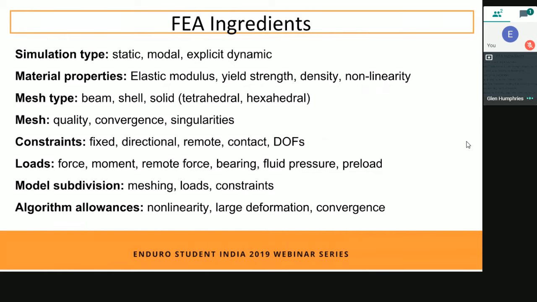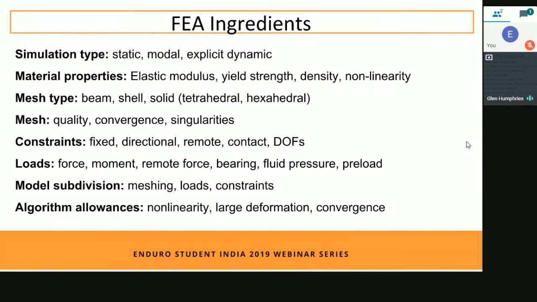Mesh type, obviously you've got our three basic meshes: beam elements, shell elements, and solid elements. And it's important to understand the differences between these. Go out and research where you can save a lot of time and effort by using the right elements. And even within solid elements, you've got lots of different options, for example, tetrahedral and hexahedral. Mesh quality, mesh convergence, and mesh singularities, the black holes of FEA.